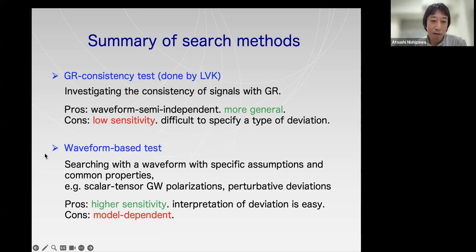While in the waveform-based test, the waveform is assumed in a specific theory of modified gravity, so this test is model dependent, of course, but the sensitivity is higher, and the deviation from GR is parameterized. So it is easy to interpret the deviation. That is the advantage of the waveform-based test. So in this talk, I will focus on the waveform-based test.